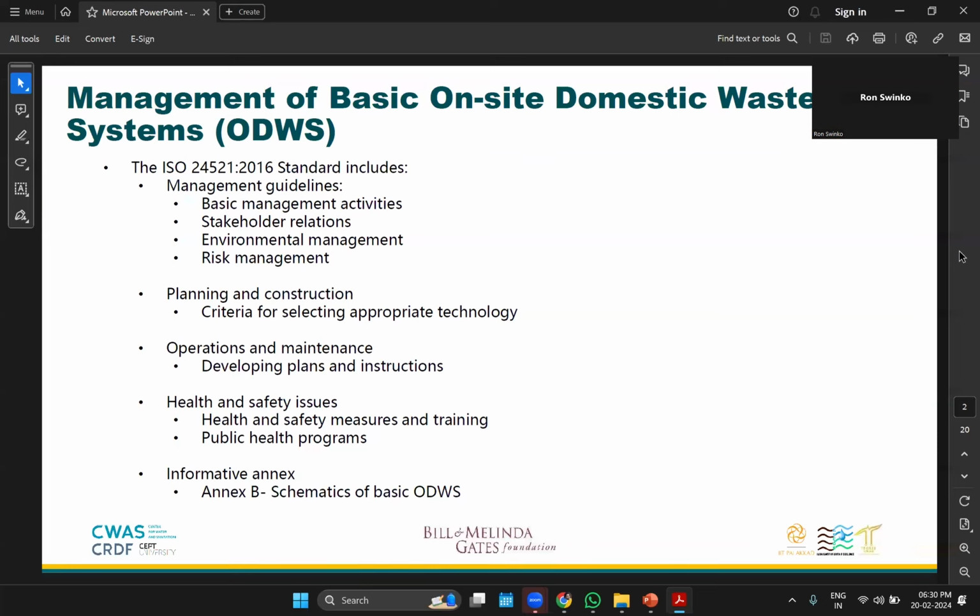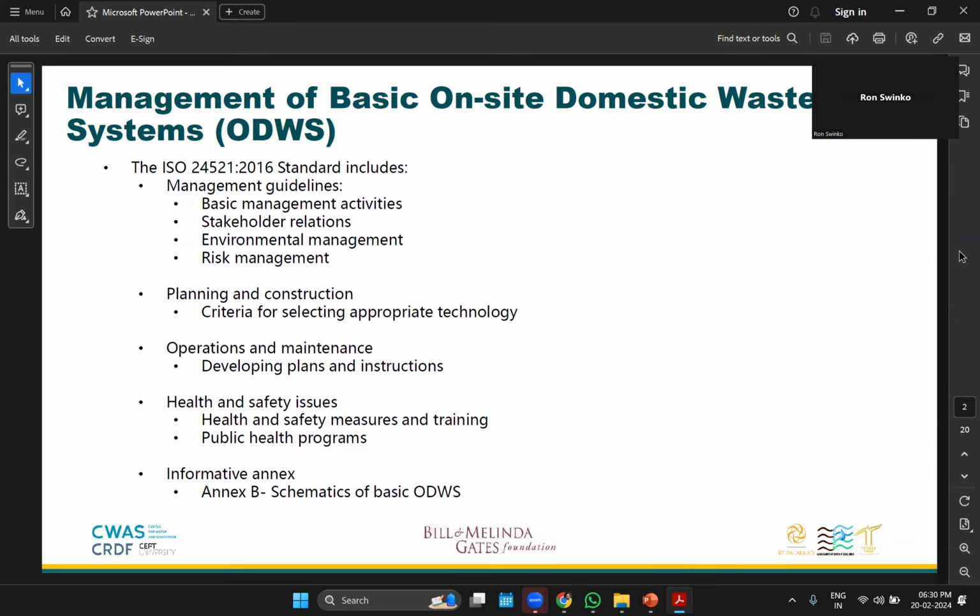So within the scope of 24521, we include basic management activities, stakeholder relations, environmental management, and risk management. And those particular aspects are important for being able to dispose of wastewater and residues in a manner that ensures drinking water supplies aren't threatened. For example, direct human exposure is not possible. The waste is not accessible to insects, rodents, or other possible carriers, and odor and aesthetic nuisances are not created.